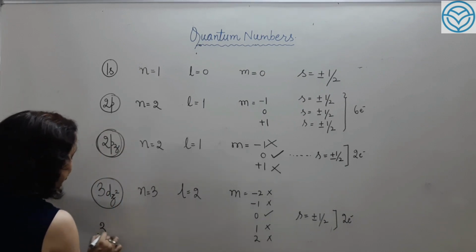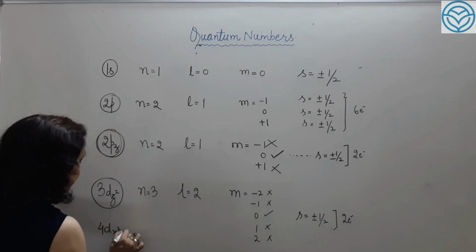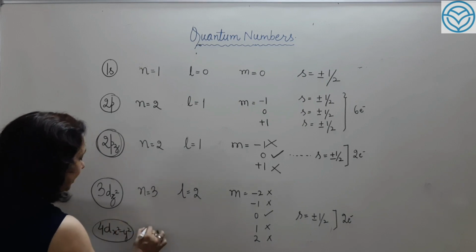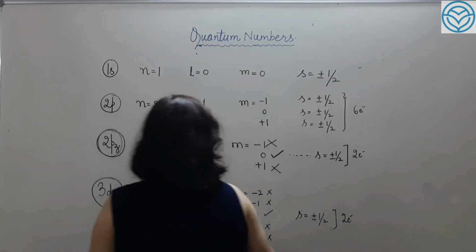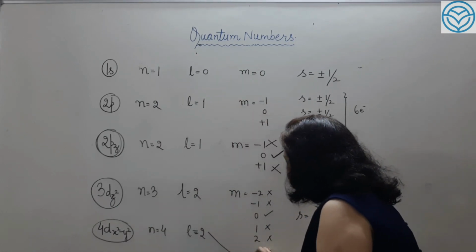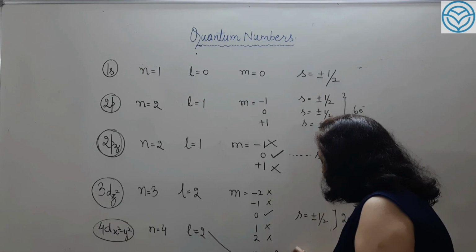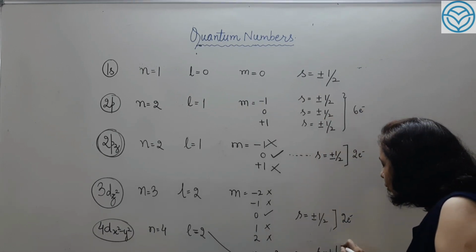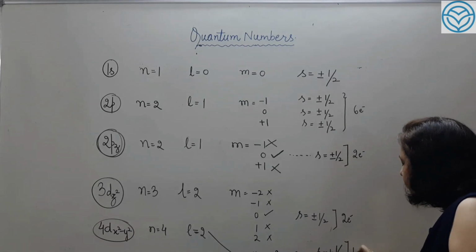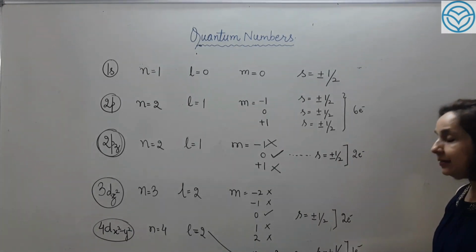If I write 3dz square के बजाय, if I write 4dx square minus y square, n is 4, L is 2. Now the value of m, for x square minus y square, can be minus 2 or plus 2, दोनों में से कोई एक. और स्पिन अगर बेटा मैं एक लिख दूं only plus half, now I am talking about only 1 electron and this is the exact address of the electron.